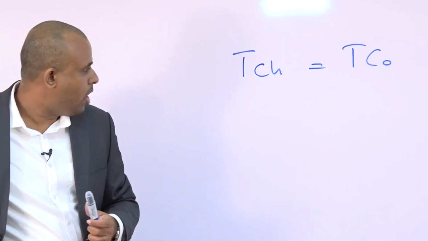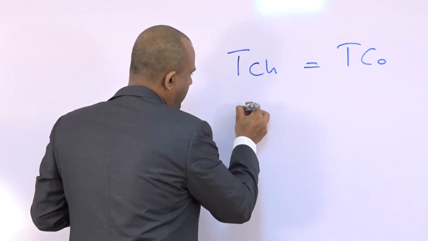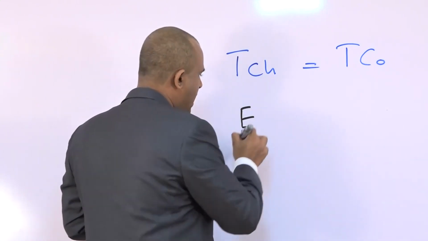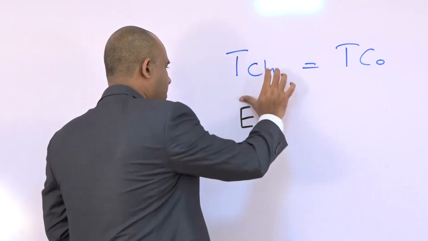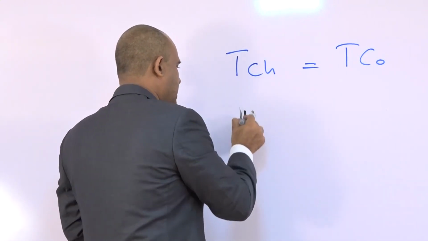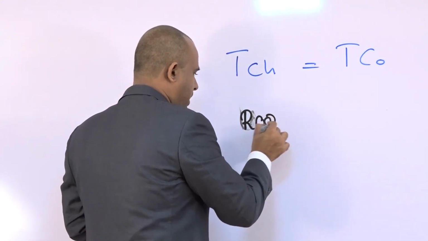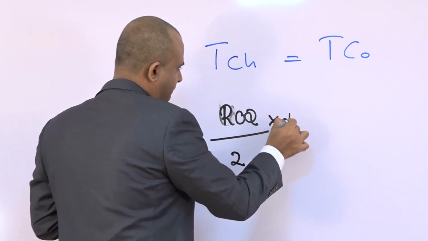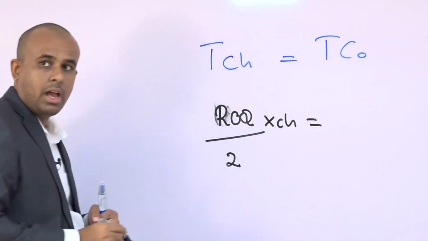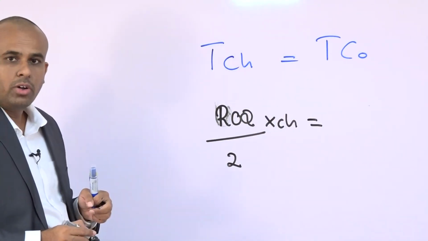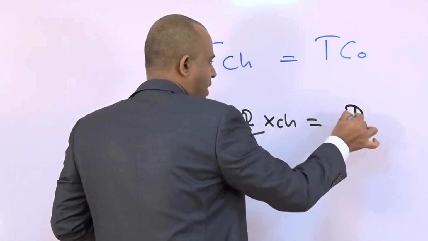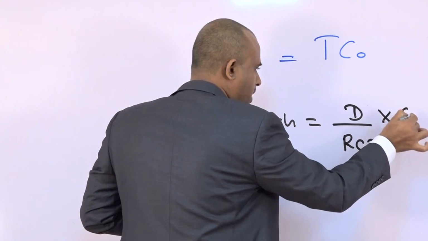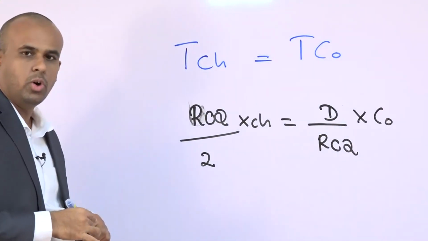Could you tell me how you calculated the total cost of holding? We'll say this is ROQ, the reorder quantity, divided by 2, into CH. How did you calculate the total cost of ordering? Annual demand divided by ROQ, into CO, the cost per order.